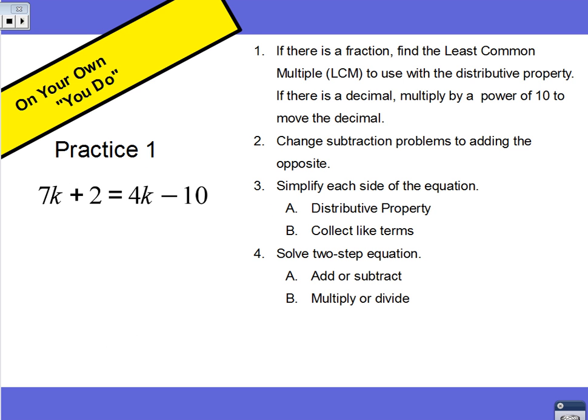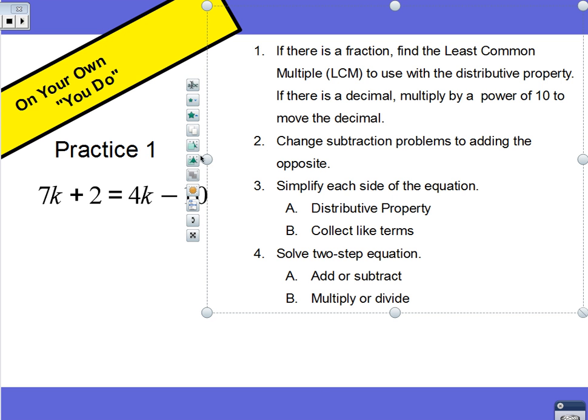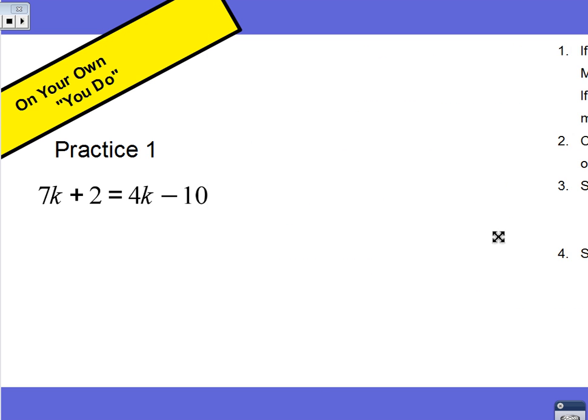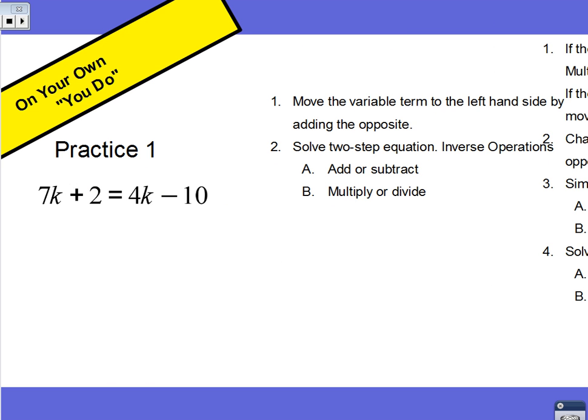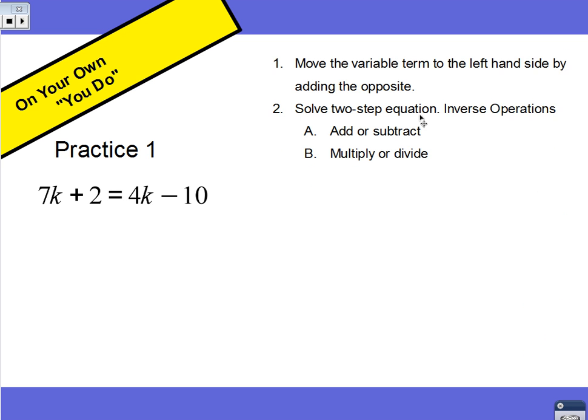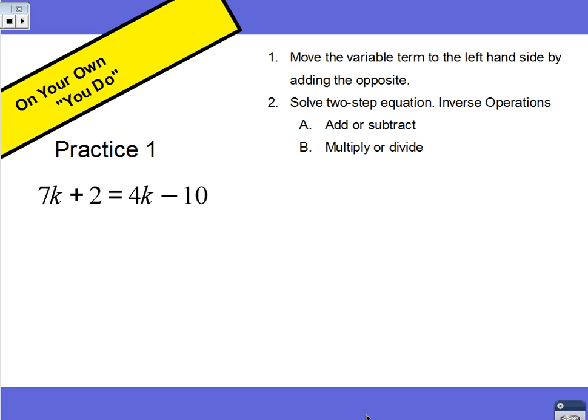Okay, here's one for you to try. Apparently I didn't change this word, so I'm going to get rid of this. See if I can fix this. Boom. Sorry about that delay, but now you have the right ones. Okay. We're going to move the variable term to the left-hand side by adding the opposite, copy the problem, then do that first step only. Pause the video now.